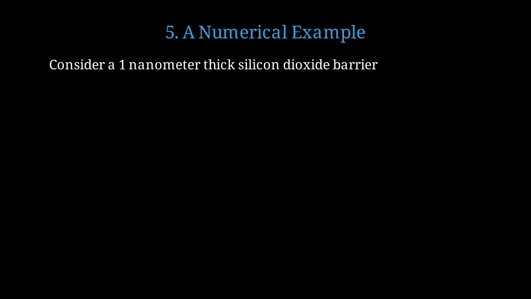Let's calculate an actual tunneling probability to see how dramatic this effect can be. Consider a barrier of silicon dioxide just 1 nanometer thick, that's about 3 or 4 atoms across. L equals 1 nanometer, which is 10 to the negative 9 meters. Let's say the energy difference between the barrier and electron is about 2 electron volts, or 3.2 times 10 to the negative 19 joules.